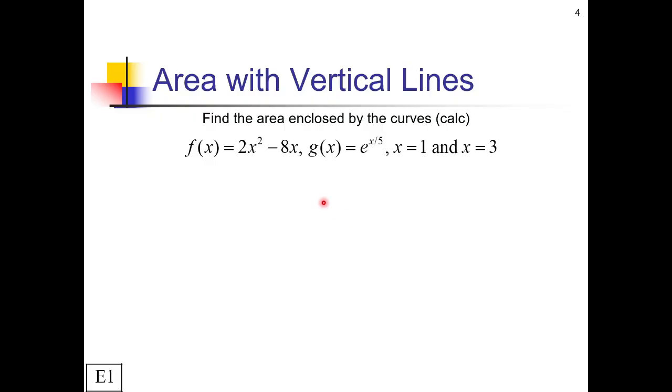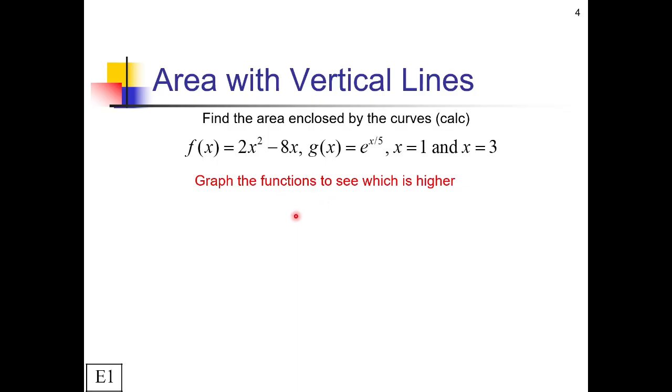For our first example, we're going to be trying to find the area enclosed by these curves here. We have f of x, g of x, and we have x equals 1 and x equals 3, two vertical lines. So take a moment and just throw these in Desmos and see what it looks like. In general, it's a good idea to graph these functions to at least see which one is higher up, because that's going to change our order of subtraction if we're not using absolute value.